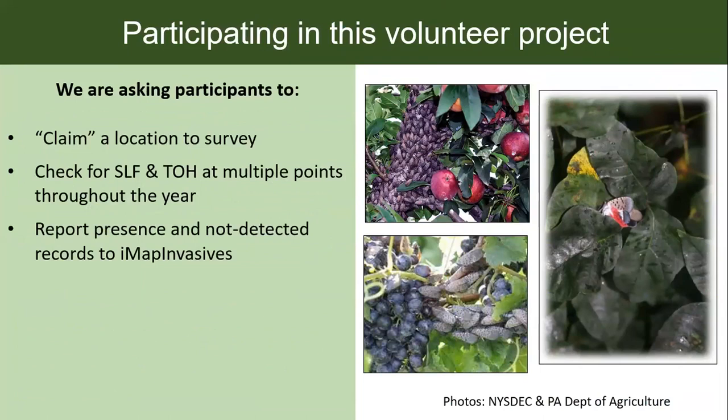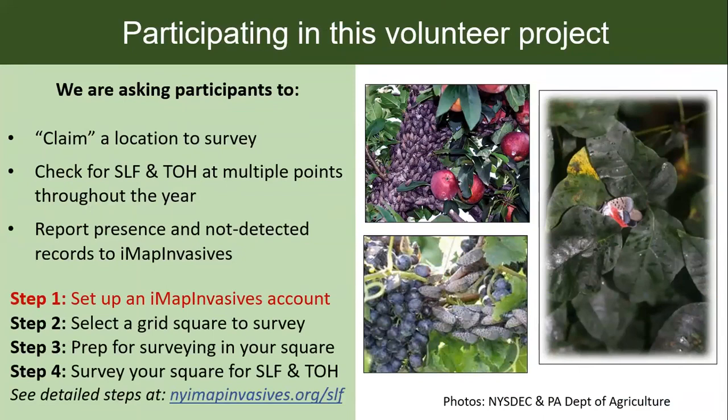So we are essentially asking participants to claim a location to survey, which I'll talk about in a little bit, and then to check for spotted lanternfly and tree of heaven at multiple points throughout the year, and then report presence and not detected records to iMapInvasives. So we came up with this 4-step process, which you can see in detail at nyimapinvasives.org/slf, but I'll also go through some of this now.